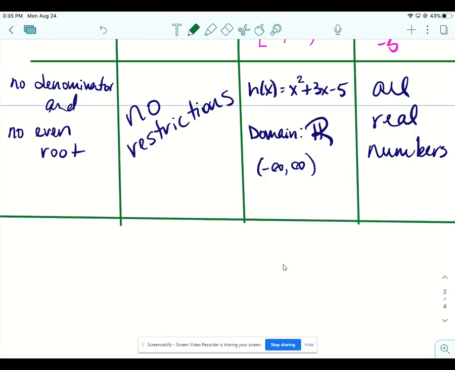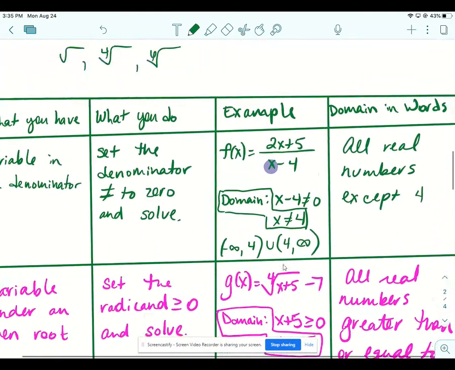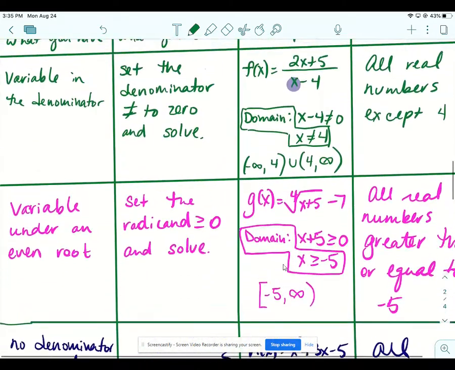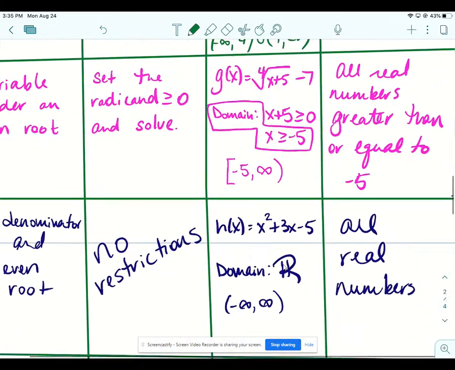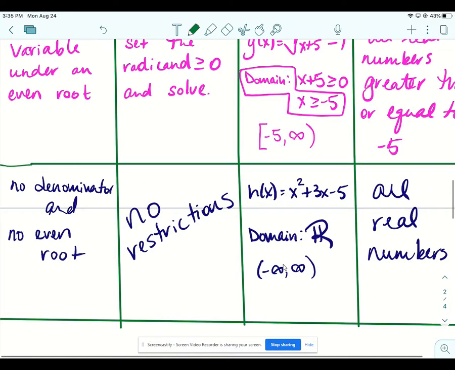There's your table. So as you're doing these problems, if you get confused, you can just go back to this table, look at what you have, and then go through and it tells you exactly what to do.